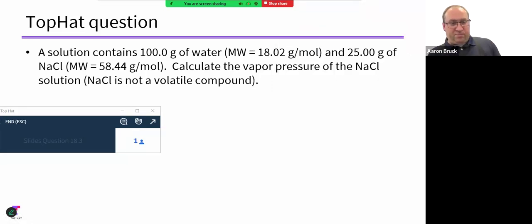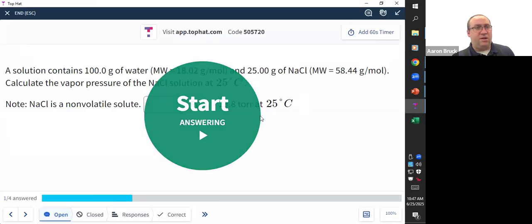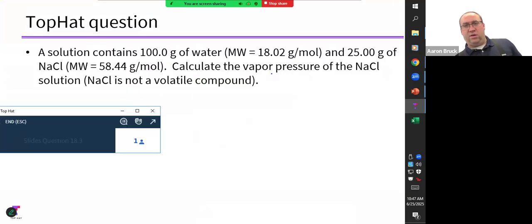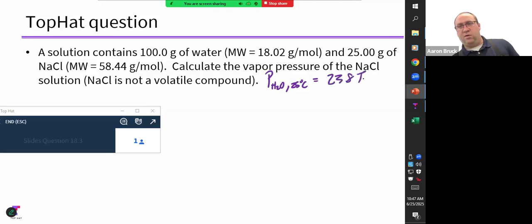The question in the PowerPoint is missing something that is in the Top Hat version. The vapor pressure at normal conditions is 23.8 torr. So if that's the data point you're looking for, it was in the Top Hat one.